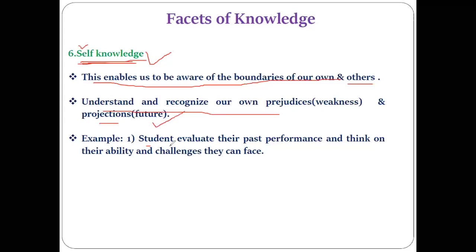So for example, you can see students can evaluate their past performance and think about their ability, their skills, what they can do, what they cannot, and the kind of challenges they have to face. All these things come under self knowledge. So that's it about the facets of knowledge. It is an important point; a number of times it has been asked in the exam also. Understood, all of you?